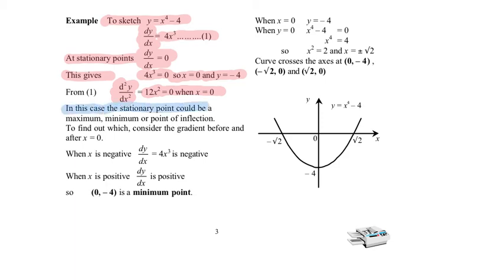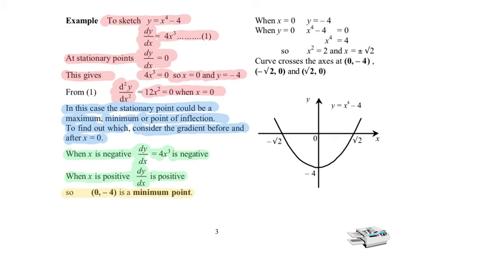In this case, the stationary point could be a maximum, a minimum, or a point of inflection. To find out which, consider the gradient before and after x equals 0. When x is negative, the derivative, which is equal to 4x cubed, is also negative. When x is positive, dy/dx is also positive. So, at the point (0, minus 4), there is a minimum point.